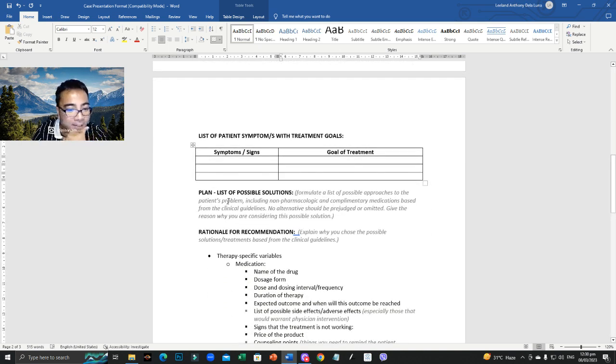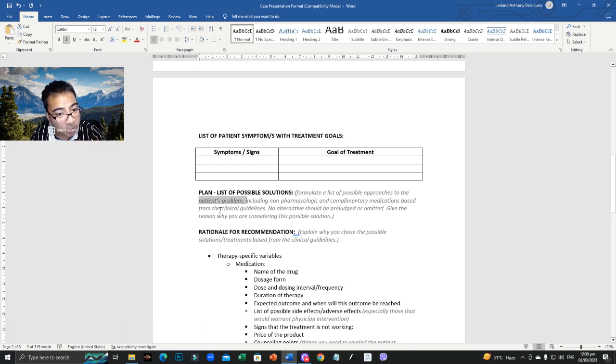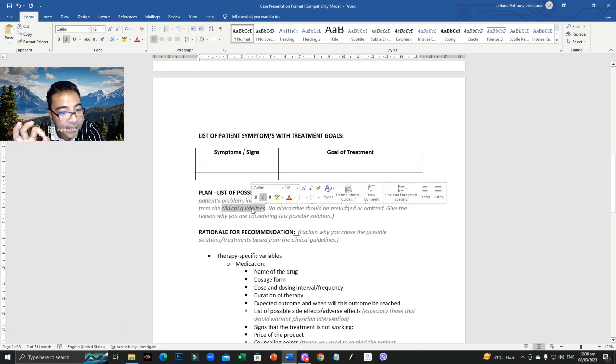Okay, then for the plan class, list of possible solutions for each problem that you find. Okay? So formulate a list of possible approaches to the patient's problem. Okay, say for example, kung siya ay may GERD, may peptic ulcer, okay, ano yung mga possible pharmacologic or non-pharmacologic treatment na pwede natin ibigay sa patient. Now, of course, class, the recommendation that you'll be putting here should be based on the clinical guideline. Hence, class, importante sa akin dito, naka-indicate saan sa clinical guideline nyo ito makikita.